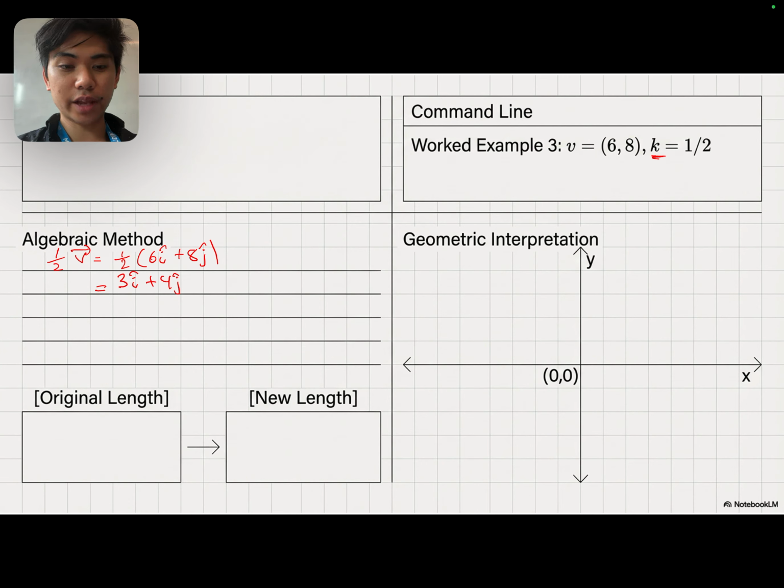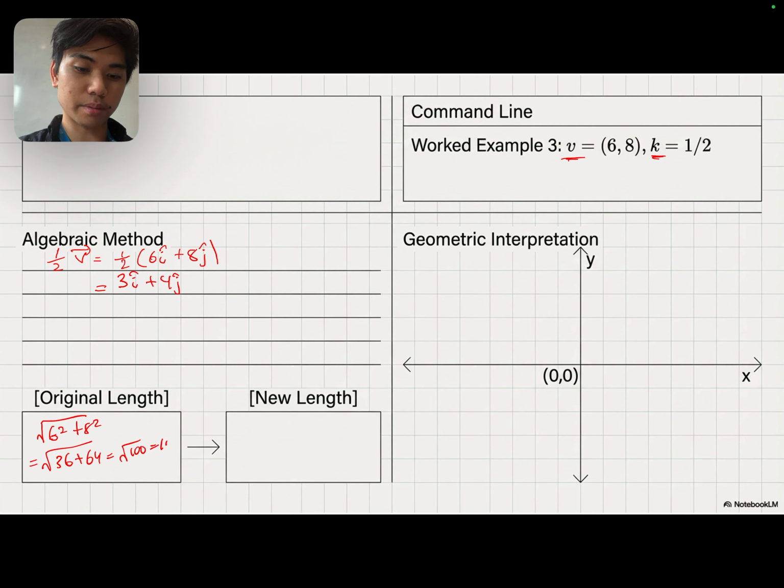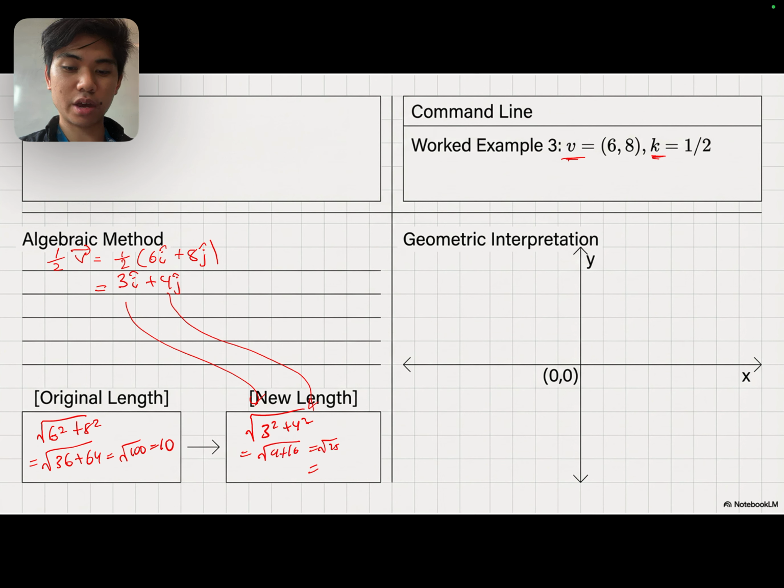So my original length is going to be the magnitude of this original vector here, v. So that's 6 squared plus 8 squared. It's going to be the square root of 36 plus 64, which is the square root of 100, which is 10. Now my new length, if I take my x component, or i component, and then y component, or j component, it's going to be the square root of 3 squared plus 4 squared, okay, which is equal to the square root of 9 plus 16 equals the square root of 25 equals 5.